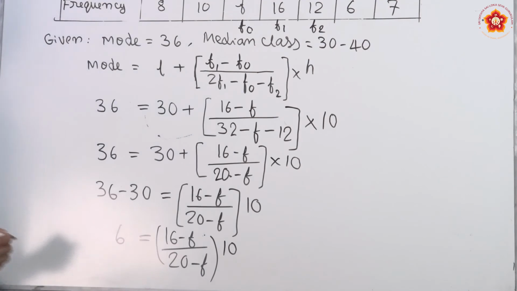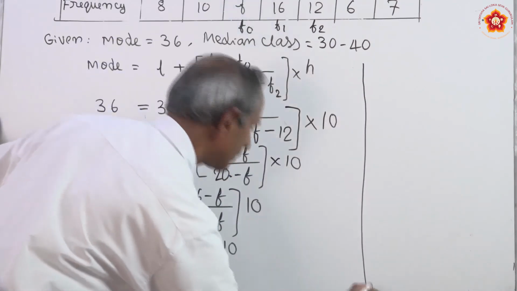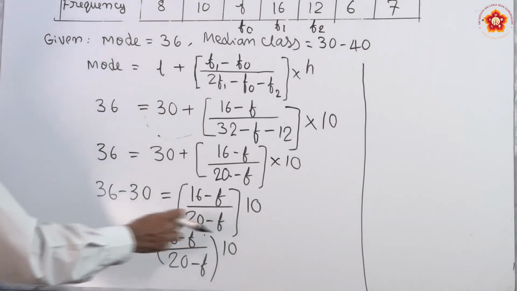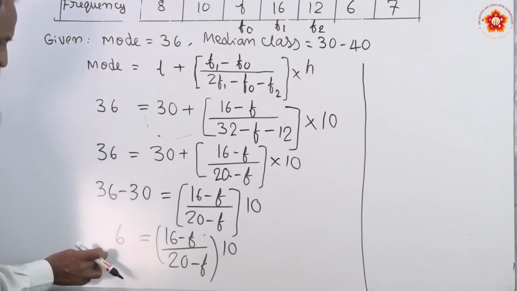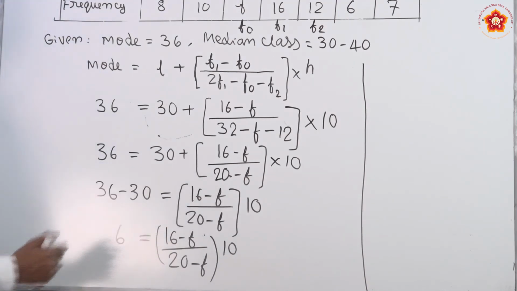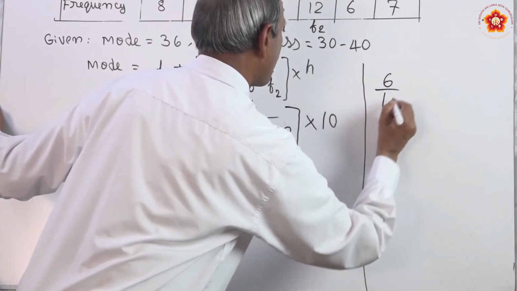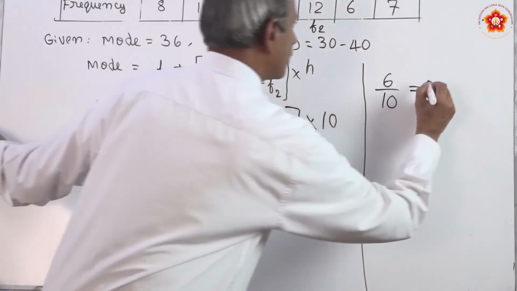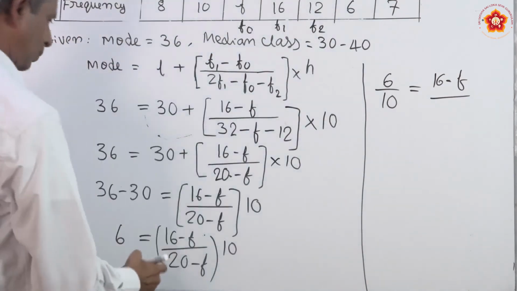Now, let us move to the next part. Now here, I will change this 10 towards the down. I will divide by 10 both sides, then you will get 6 by 10 equal to 16 minus f divided by 20 minus f.